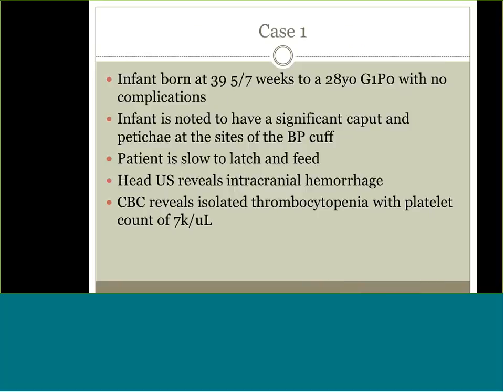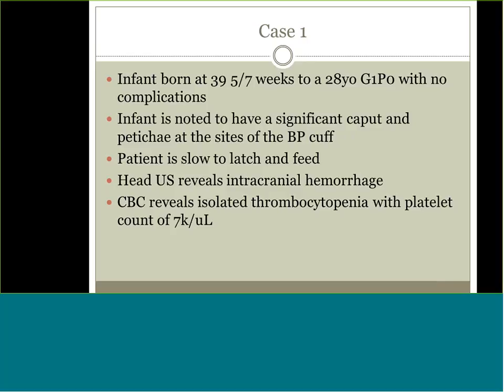So I wanted to present just a quick case to ground things in reality. An infant born at 39 5/7 weeks to a 28-year-old G1P0, no complications. Infant noted to have significant caput and petechiae at the sites of the BP cuff. Infant is slow to latch and feed, and then the head ultrasound reveals intracranial hemorrhage, and the CBC reveals isolated thrombocytopenia with a platelet count of 7. The isolated platelet count of 7, you'll see as a bit of a theme.